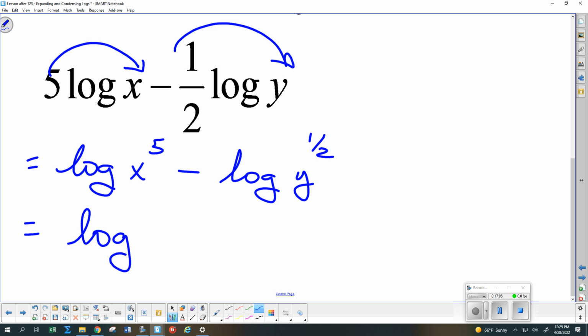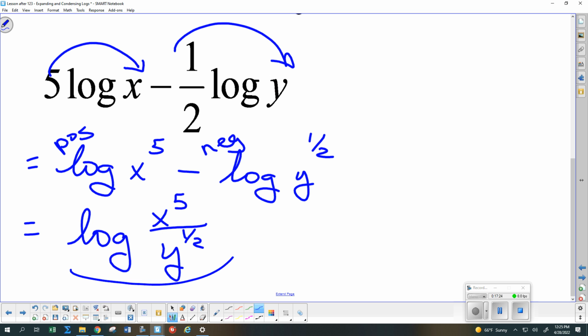I was subtracting the logs. Ethan? This one was positive, so it goes in the numerator. This one has the negative in front of it, so it goes in the denominator. And there is our condensed answer. Questions?